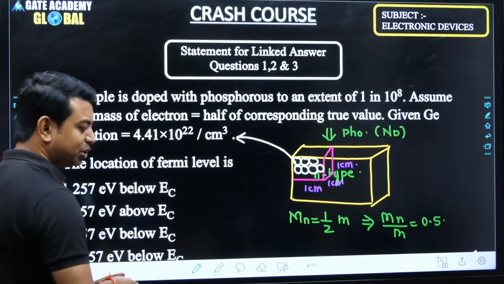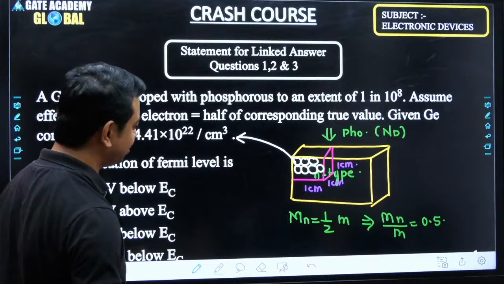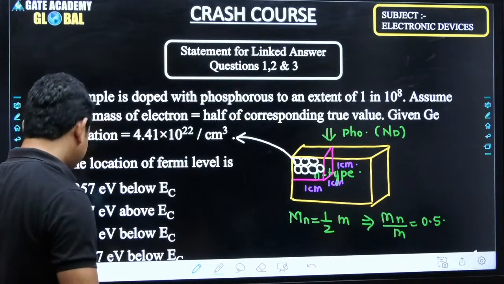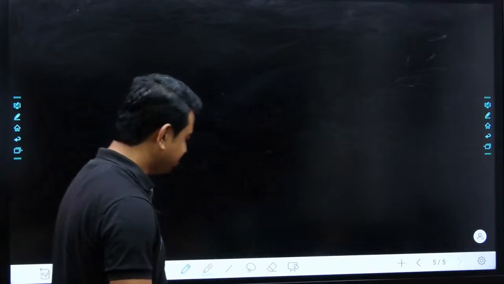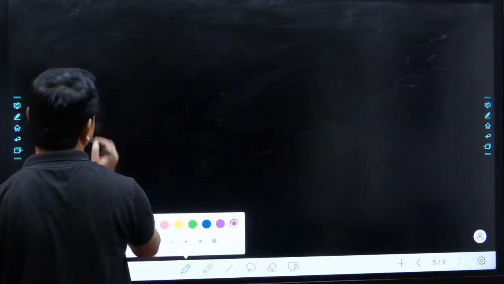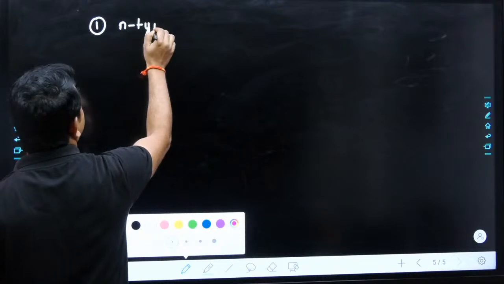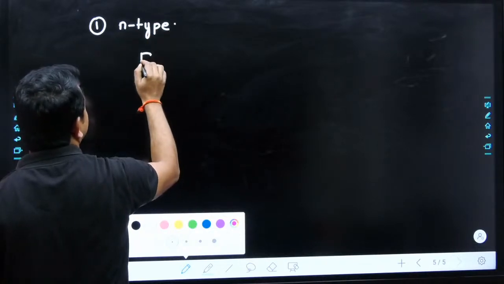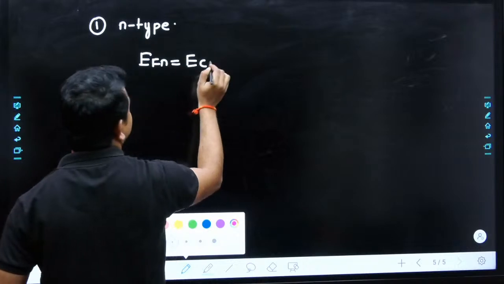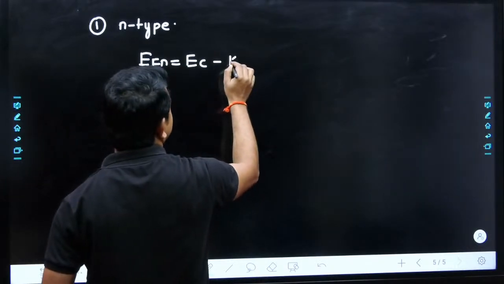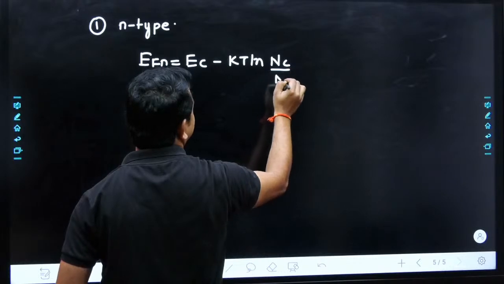If you want to find the location of the Fermi energy level, then definitely we should know the formula. What will be the formula? The formula for an n-type semiconductor, yes. So we are going to solve this particular question for an n-type semiconductor. If we have an n-type semiconductor, the location of the Fermi energy level is EC minus kT ln, and this is Nc divided by Nd.